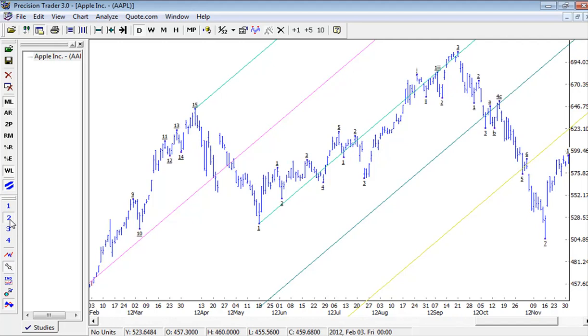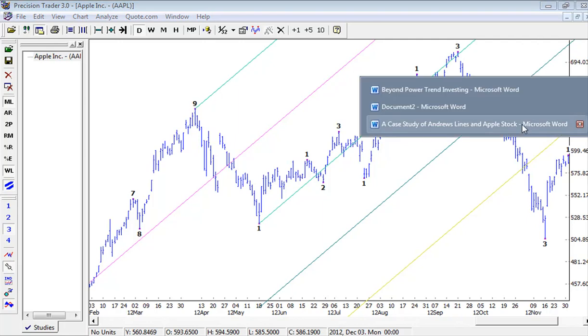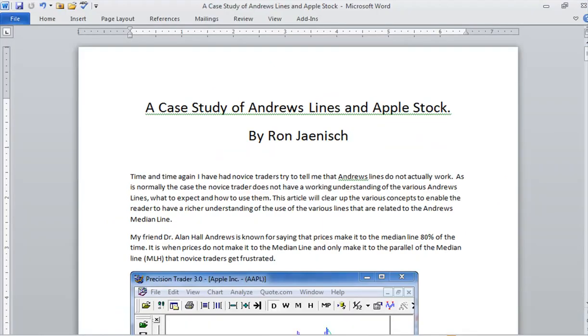Now we're going to go over this whole thing again. Let's just take a look here. Oh, there's your 2. Okay, so let's start all over again and go through everything from the beginning. Here we go. Case study of Andrews lines in Apple stock.